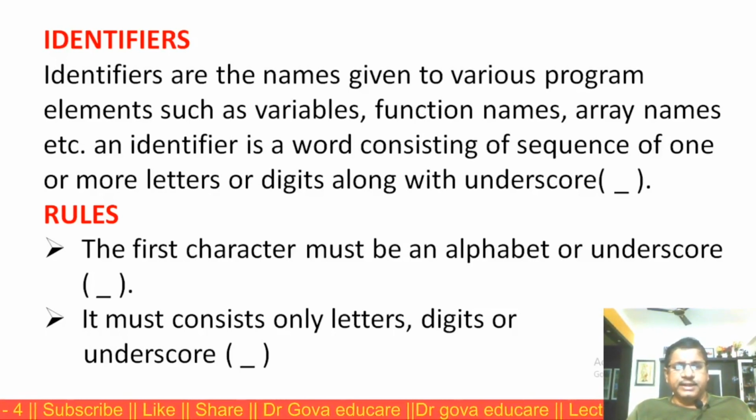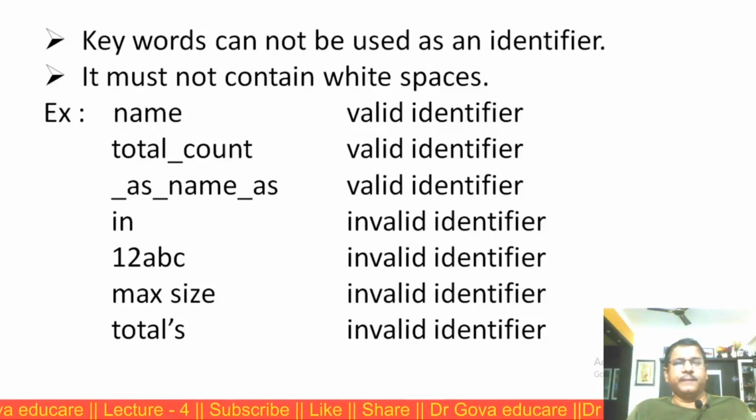The first character must be an alphabet or underscore. The rest must consist only of letters, digits or underscore. Keywords cannot be used as an identifier. It must not contain white spaces.